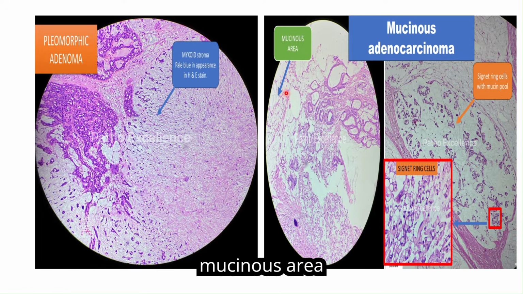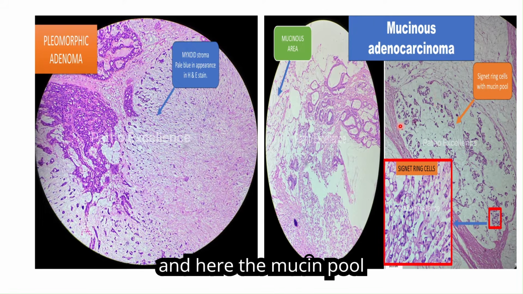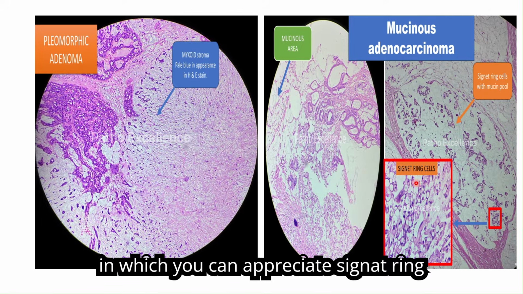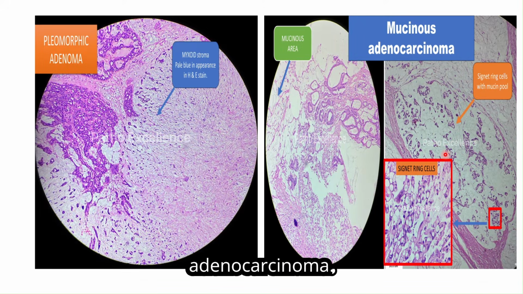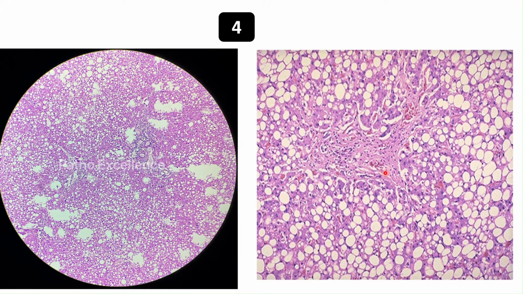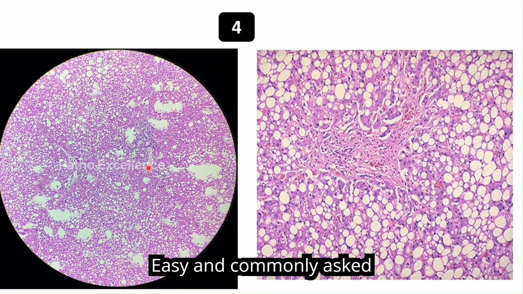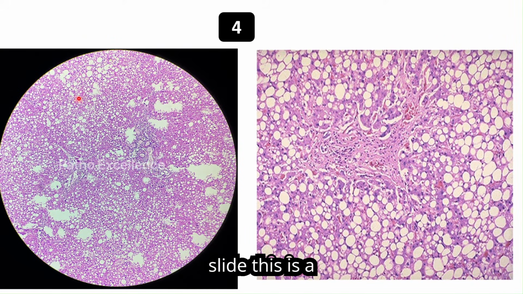This is a mucinous area in an intestinal tumor, adenocarcinoma, and here the mucin pool in which you can appreciate signet ring type of cells. So this is mucinous adenocarcinoma. Easy and commonly asked slide.